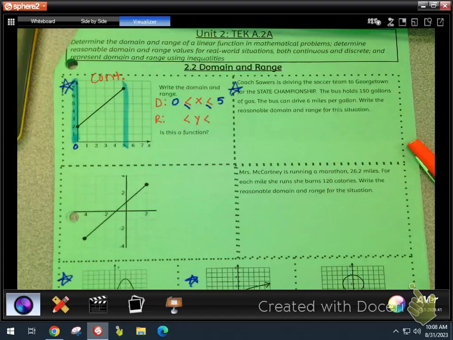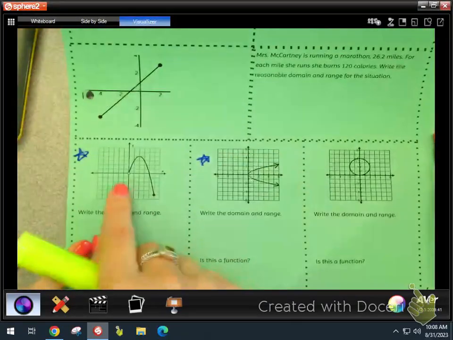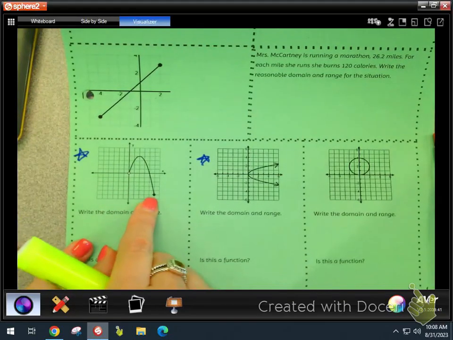Okay? Range. Yes? So, what do you mean by closed circle? The circles on the graph that are closed. Look at this one right here. That's open versus closed. All right. It's like filled in.